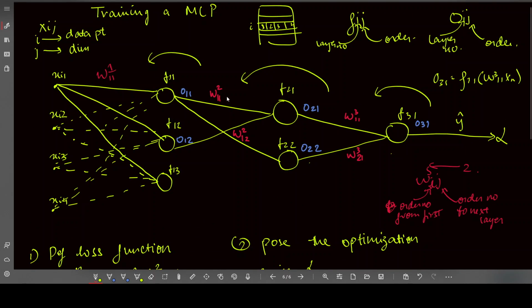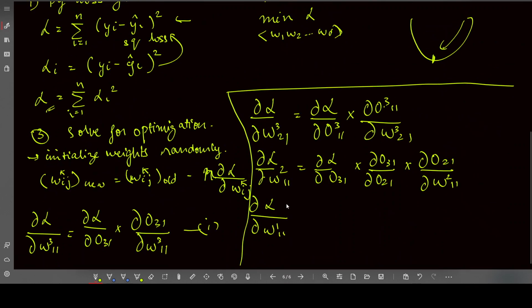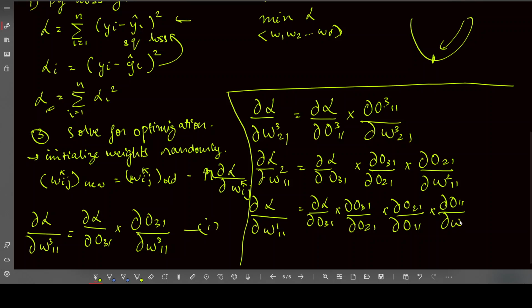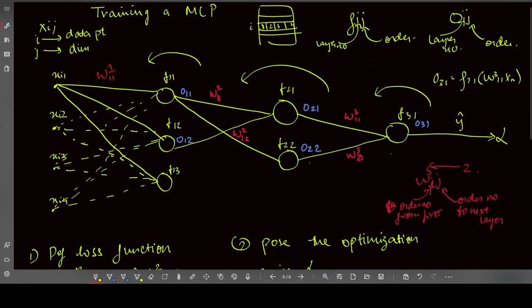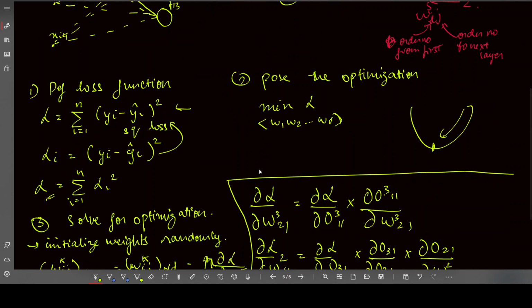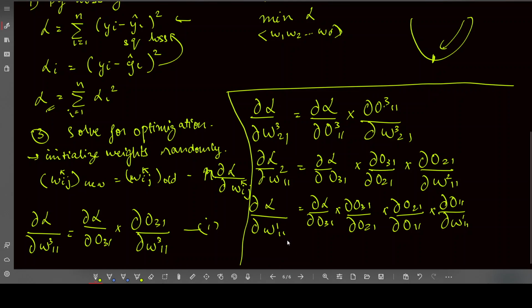So I'm going 1, 2, 3, 3 steps back. I'm going to write it as ∂L upon ∂O31 into ∂O31 upon ∂O21 into ∂O21 upon ∂O11 into ∂O11 upon ∂W111, right? That is my chain rule to basically find ∂L by ∂W11.